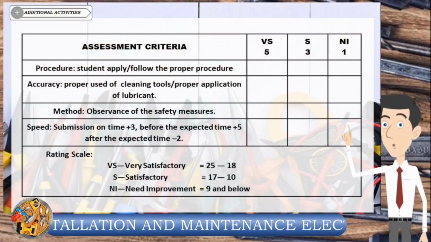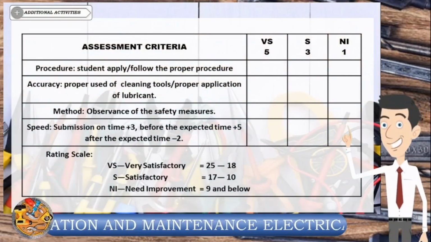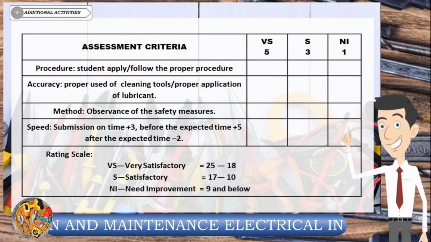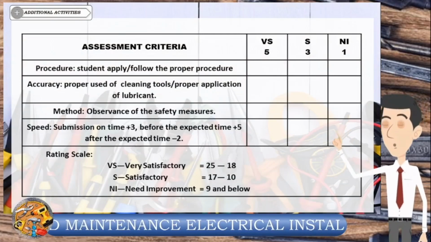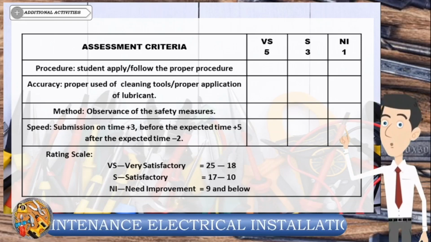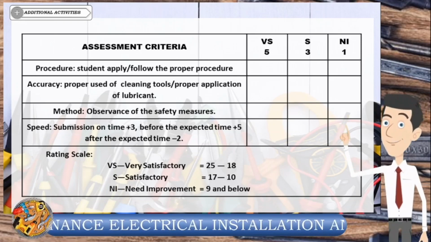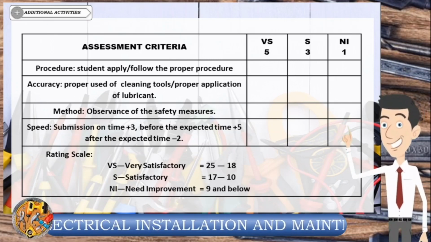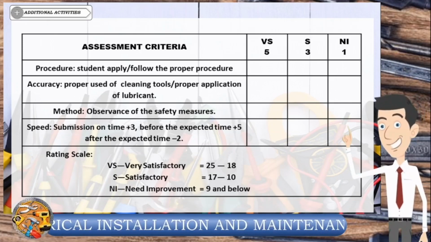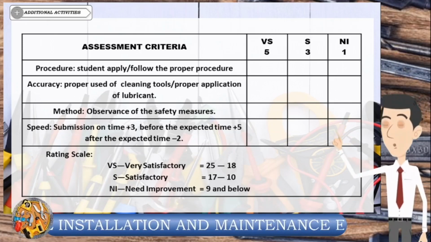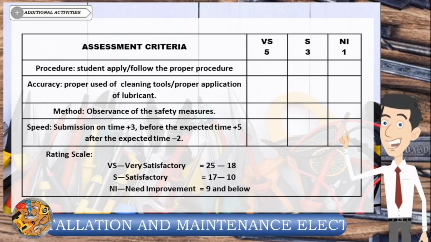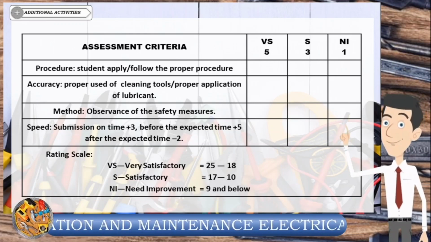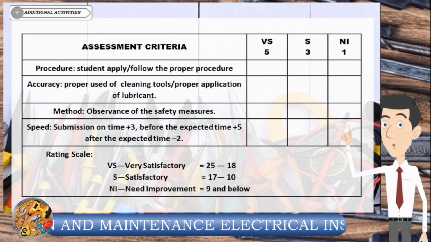For your assessment criteria, we have the procedure. Student applies or follows the proper procedure. We have accuracy, proper use of cleaning tools or proper application of lubricant. We have method, observance of the safety measures. And we have the speed.